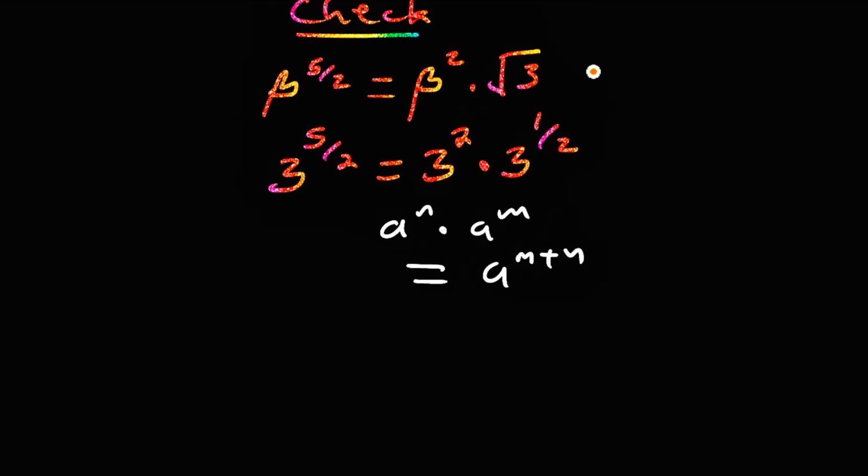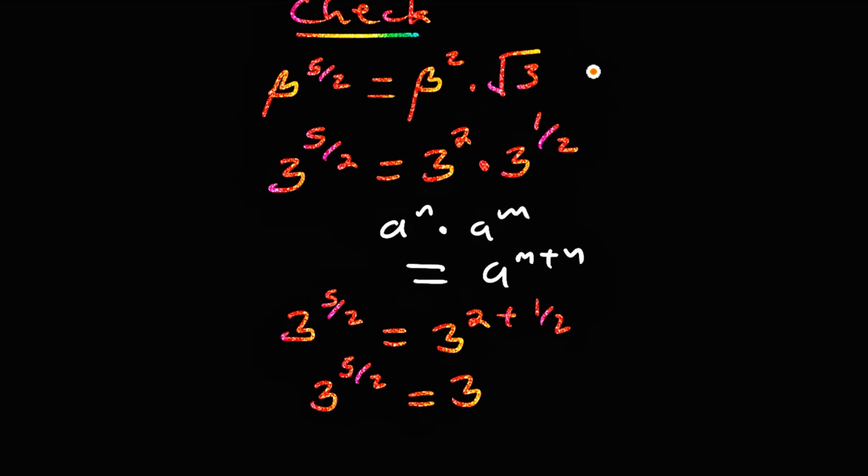So it means we can write this as 3 raised to the power 5 over 2 equals 3 raised to the power 2 plus half. So that 3 raised to the power 5 over 2 equals 3 raised to the power 5 over 2, since 2 plus half is the same as 5 over 2. So both sides of this equation are equal, which means that our solution, that beta equals 3, is true. So you can take your time and do checking for the other one where beta is equal to 0 and see what you get.